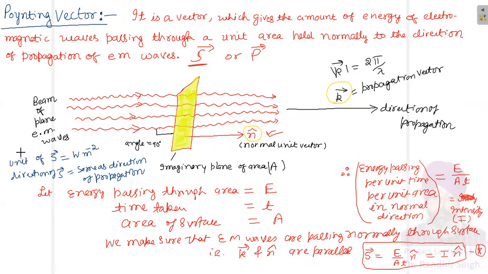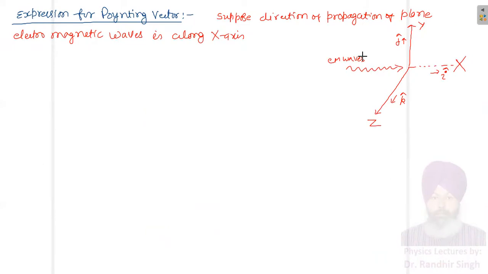Let us now derive its expression. Okay students, we are going to find the direction of the electromagnetic waves. Suppose that the direction of plane electromagnetic waves is along the x-axis. We are going to find the expression for the Poynting vector. So this is how the x, y and z axes are shown. This is only for your reference. So electromagnetic waves are traveling along the x-axis.